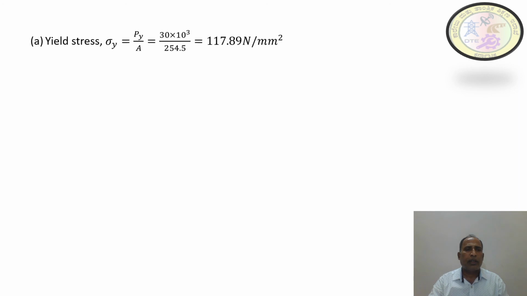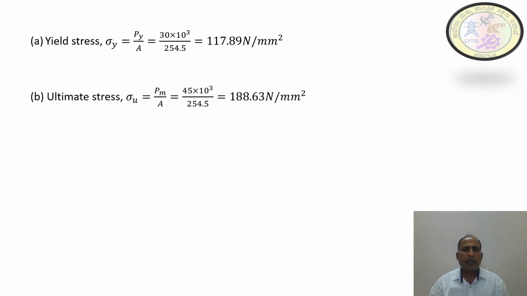Yield stress is the ratio of load at yield point to the original cross sectional area. Load at yield point is 30 kilonewton, that is 30 into 10 raised to 3 Newton, divided by original cross sectional area 254.5 mm square. So therefore the yield stress is 117.89 Newton per mm square.